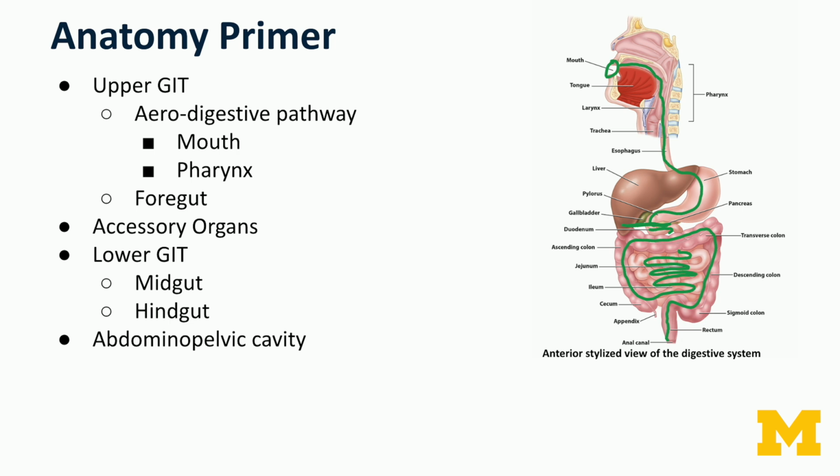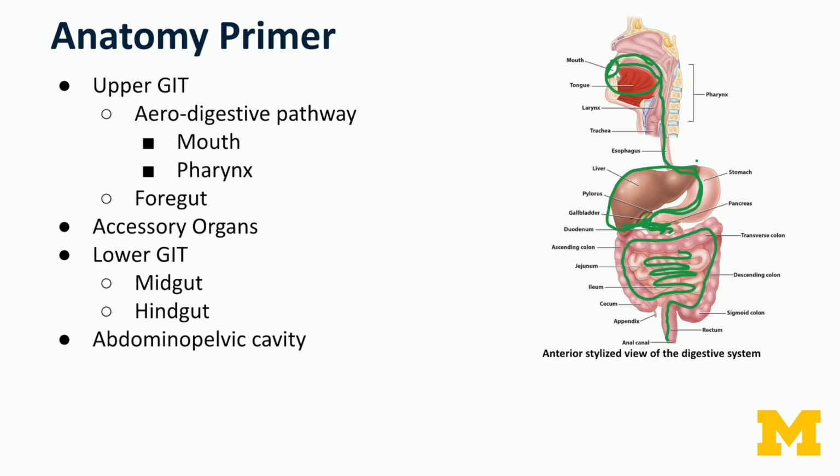Now there are accessory organs of digestion. Some are associated with the oral cavity, as we'll discuss. Some are predominantly anatomically associated with the foregut, but their actions functionally are going to begin in the midgut. And this will make complete sense to you when we discuss the biliary tract.